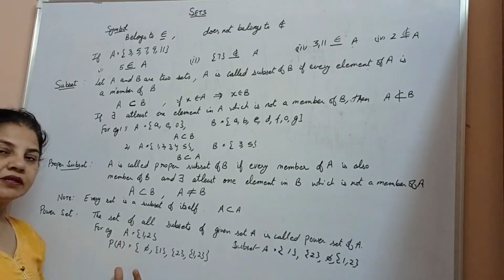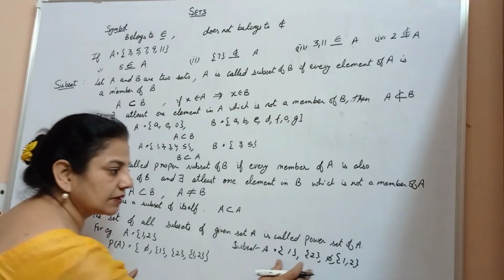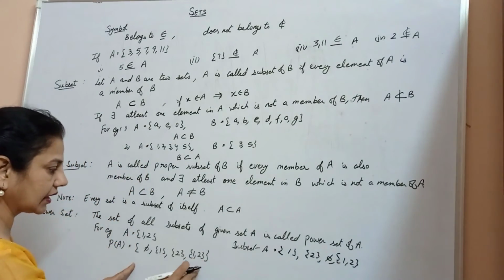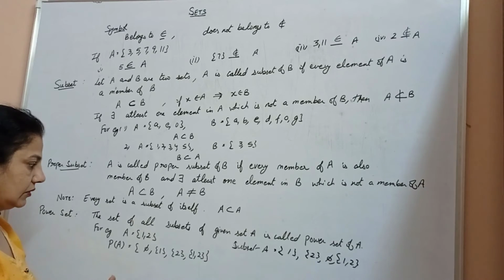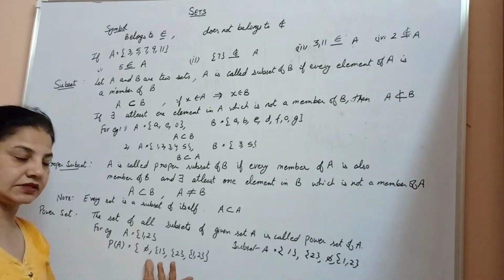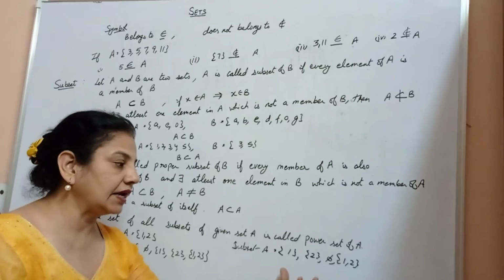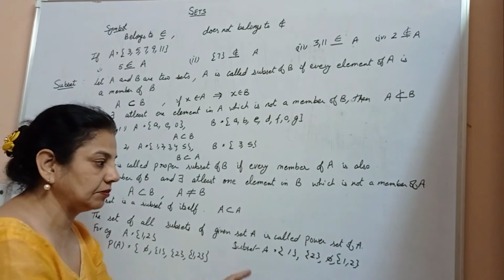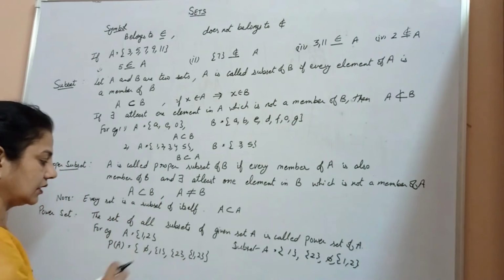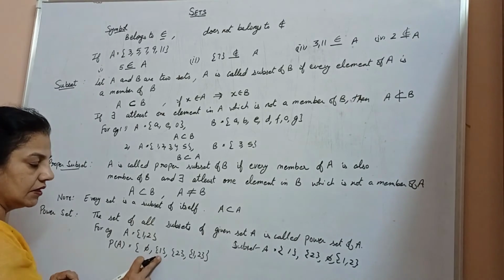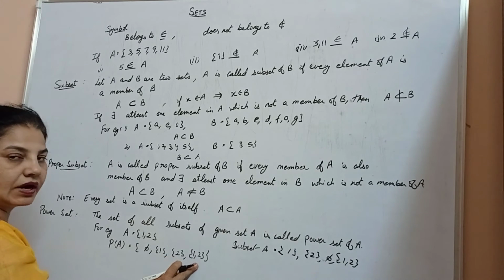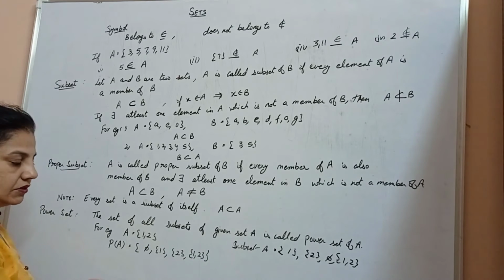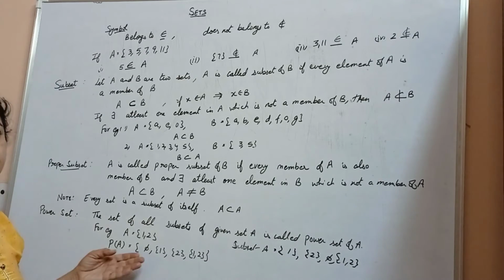If we have to write the power set, then all these subsets are placed in curly brackets, as the set of all subsets. So curly bracket, the empty set, {1}, {2}, {1, 2}, again curly bracket. So we say that this is the power set of set A.